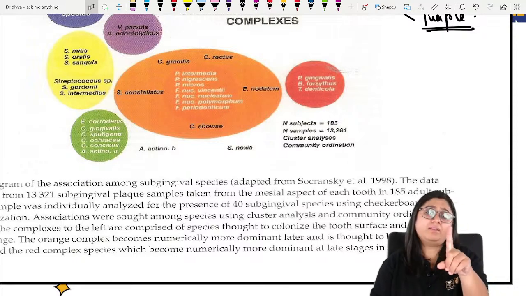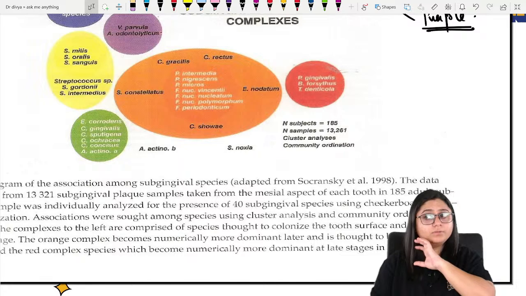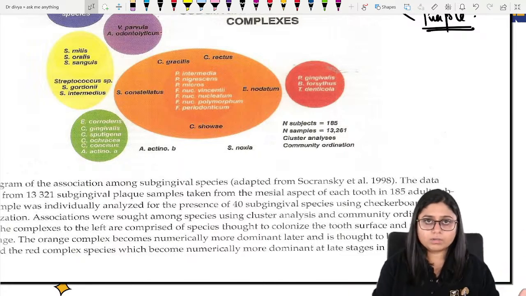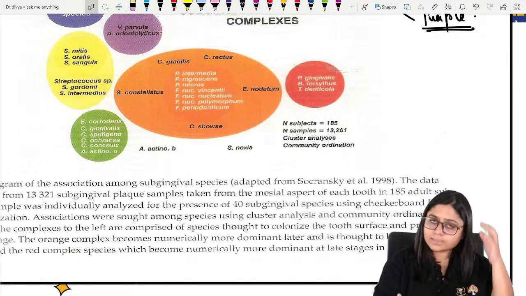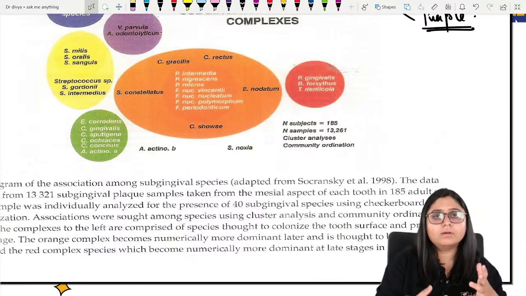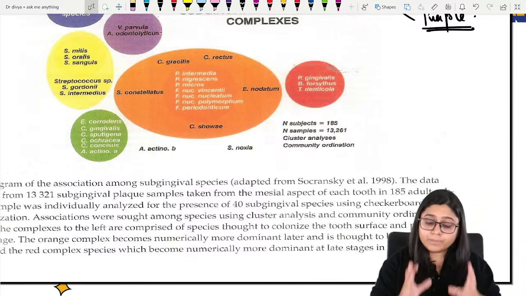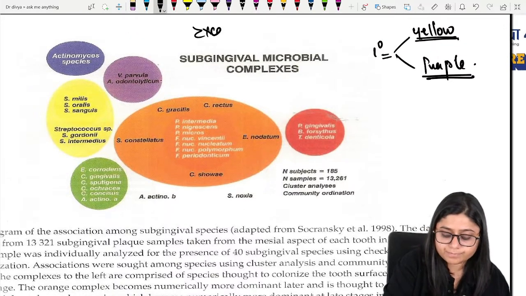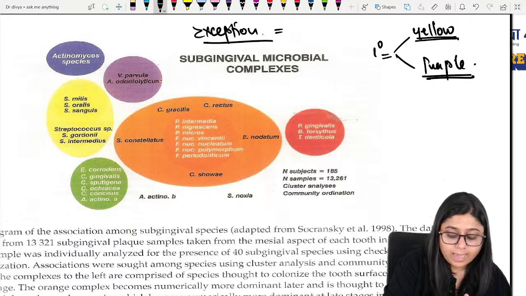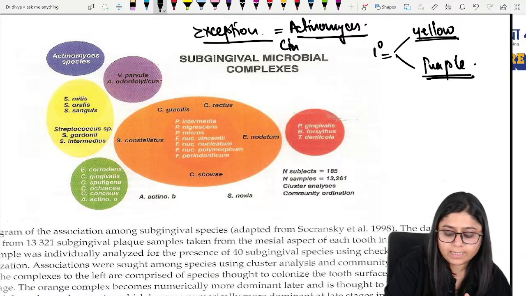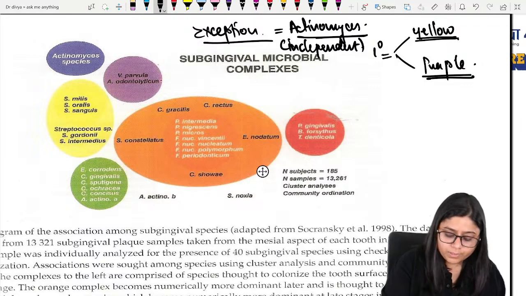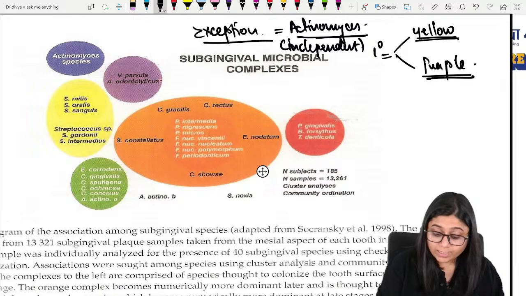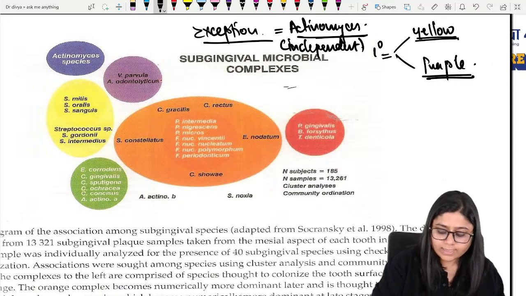But there was one exception, which was sometimes found with no cluster, meaning it was found neither with the orange complex, neither with the green complex or yellow complex. And sometimes it was found clustered with other organisms. That exception was Actinomyces. So Actinomyces is an independent species. It is found with purple complex, blue complex. It is found with green complex. It is found in gray complex. This outer white thing you can see is the gray complex.